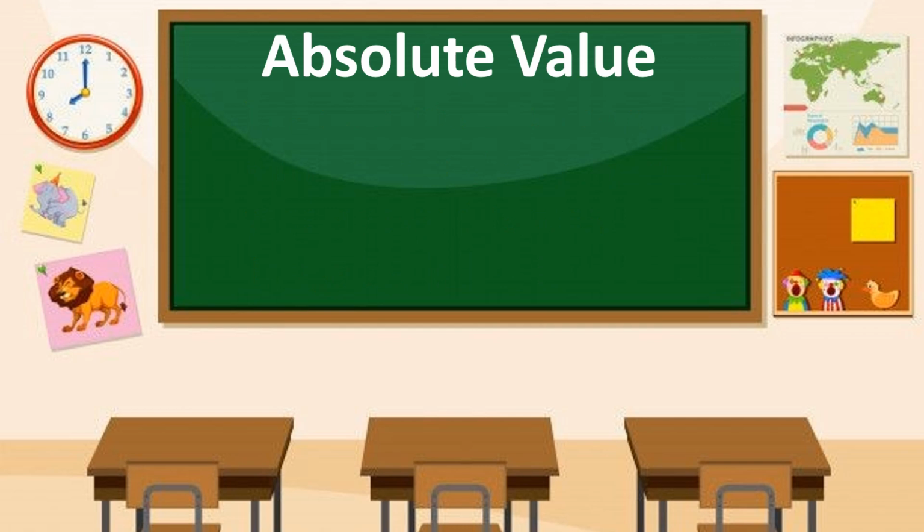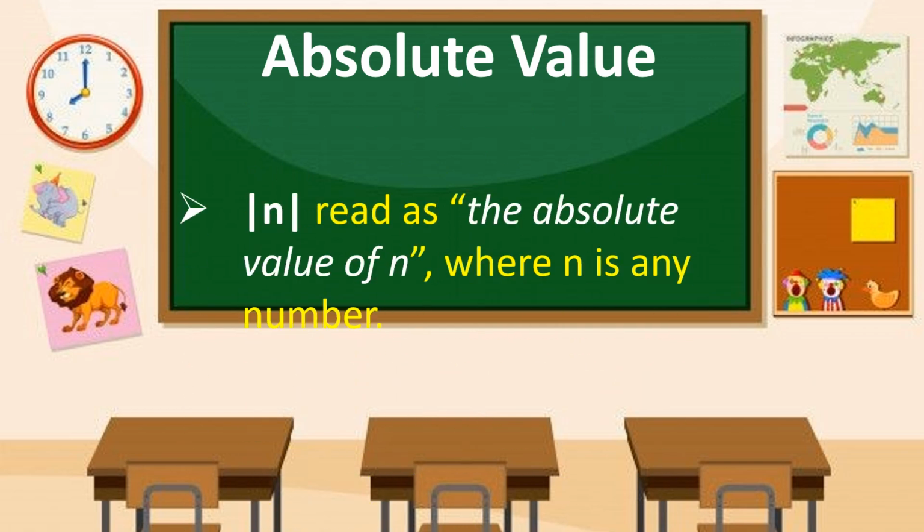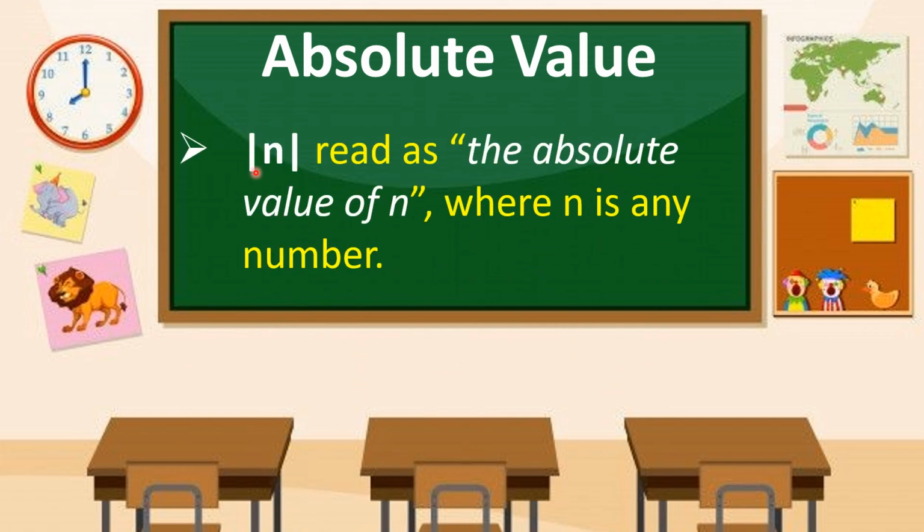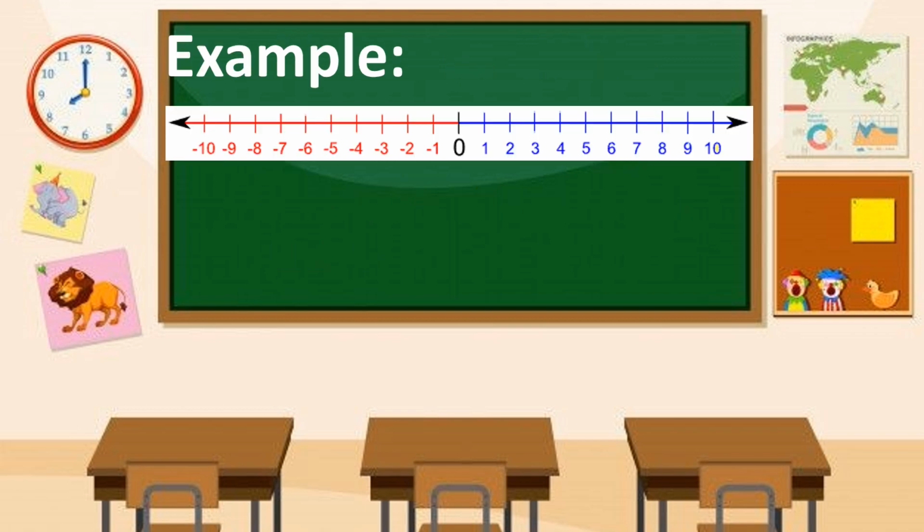Next, as you can see from the screen, this symbol is to be read as the absolute value of n, where n is any number. Ito po, ang nandyan na nakakulong dyan ay pwede po siyang mapalitan. At ang inire-represent ng letter n na yan is any number. Kahit ano pong number.